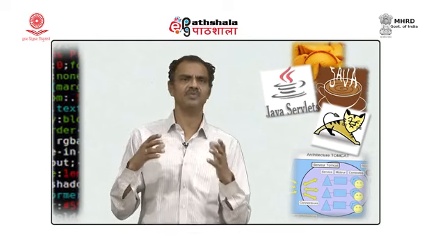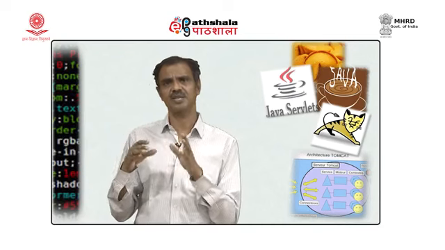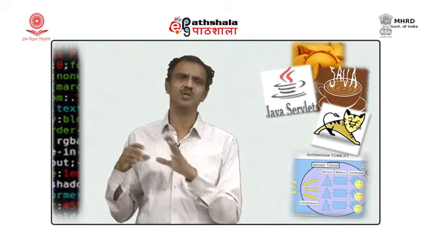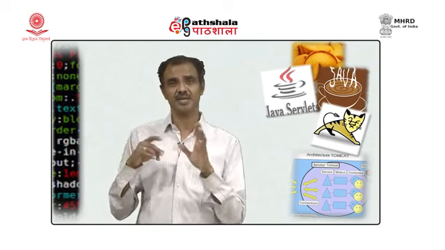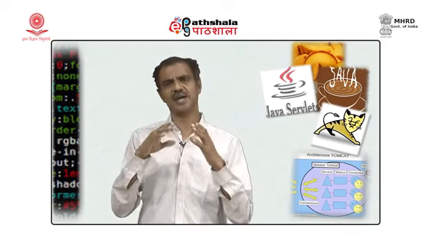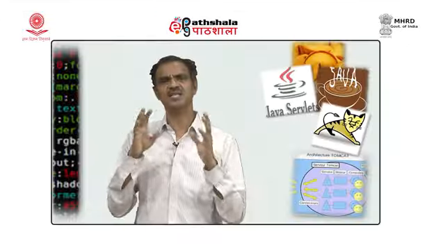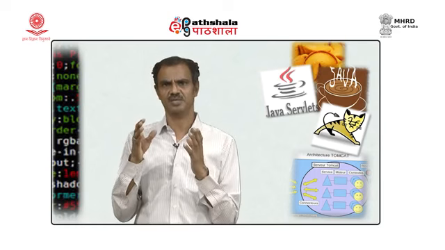That would be taken up when we look at the page directive, which will be covered in a later module. But the idea here is what the implicit objects are. We have an implicit object called exception. So, we have these 7 different implicit objects.